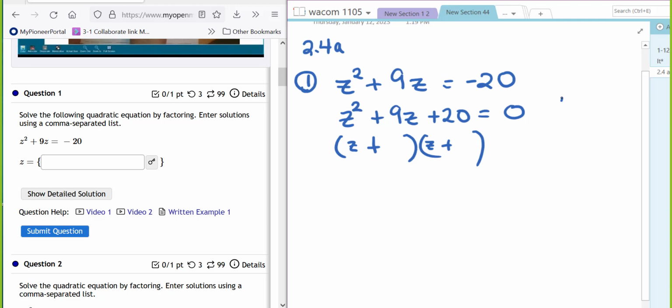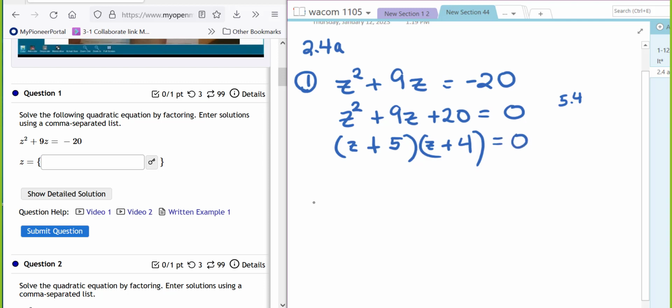Split your z's. We're multiplying to get 20 and adding, because they're like signs, to get a 9. 5 and 4 would probably pop in your head. If it doesn't, make your list. And so we can throw those in. Double check with outside and inside. I'm not going to write it here because it'll be in the way. So 4z plus 5z, yes, that gives me 9z.